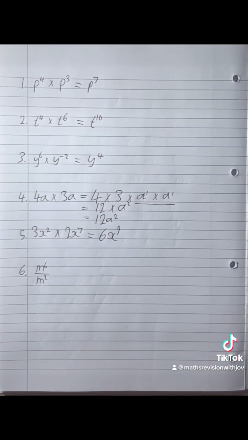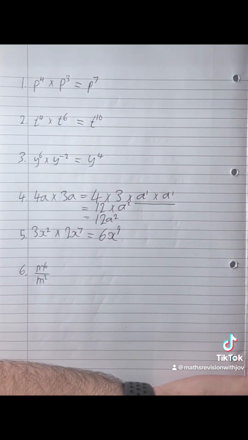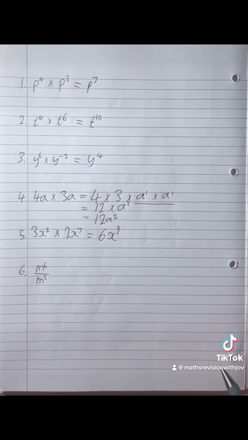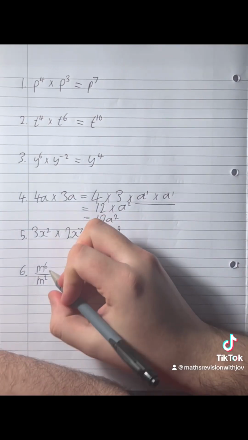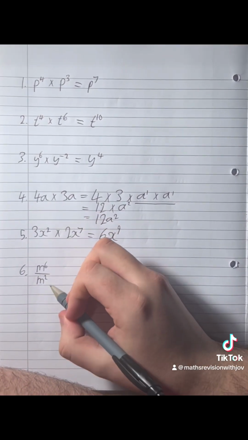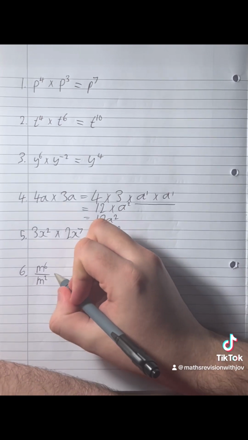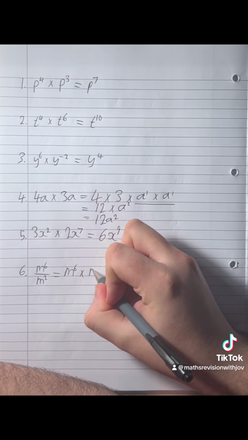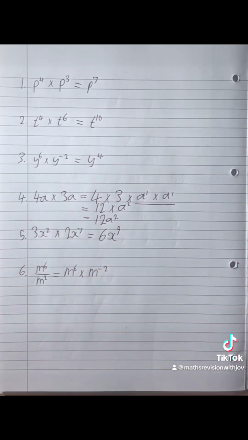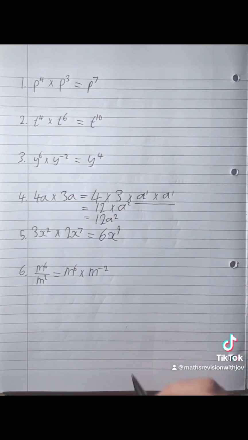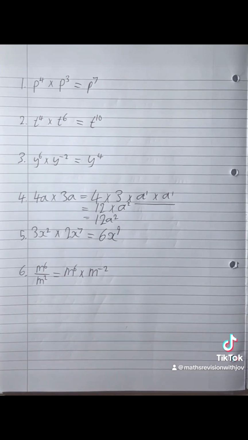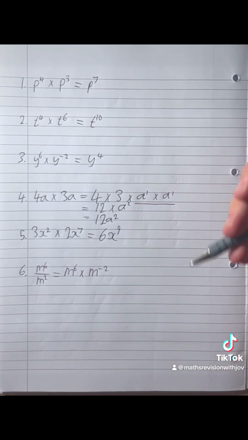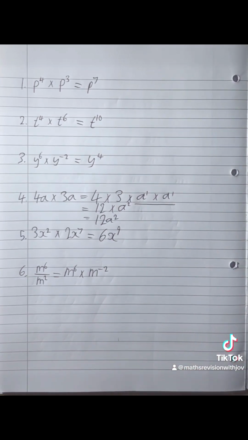Now the last one is kind of similar to the third one actually. In fact, it is almost identical in that m to the 6 divided by m to the 2 is the same as writing m to the 6 times m to the minus 2 by the laws of indices. When you divide by a power, you are multiplying by the inverse of a power, the negative of a power, if you like, the additive inverse.